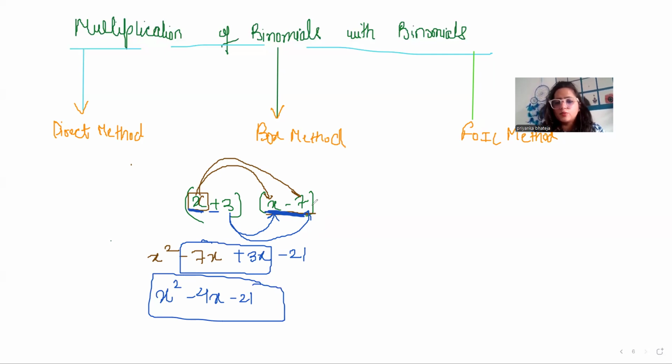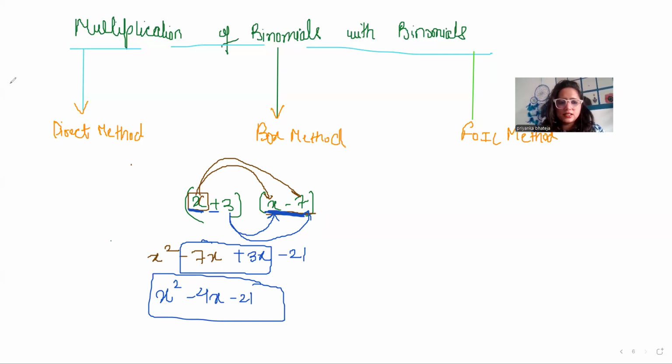So this is a direct method. If there are supposed to be more than 2 terms, instead of x minus 7, suppose it should be x minus 7 plus y. So we need to make sure that x is getting multiplied with y also, and 3 is also getting multiplied with y. Okay? I'll give you the examples.